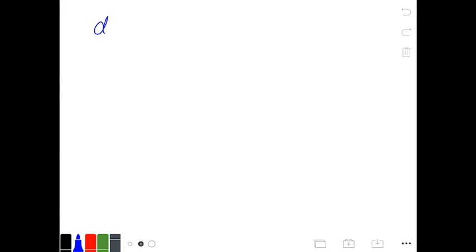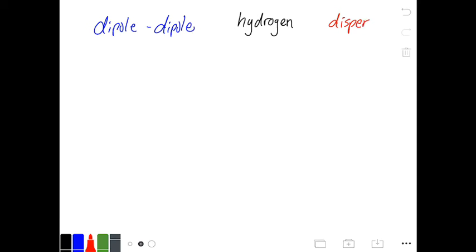There's dipole-dipole, and then you have hydrogen bonding, and then we have the last one, which is dispersion, also called London. But when you answer it, it's easier just to put dispersion. So remember, with dipole-dipole, you have to have polarity. The molecule has to be polar. With hydrogen bonding, hydrogen has to be bonded directly to nitrogen, oxygen, or fluorine. And then dispersion is present in all molecules.